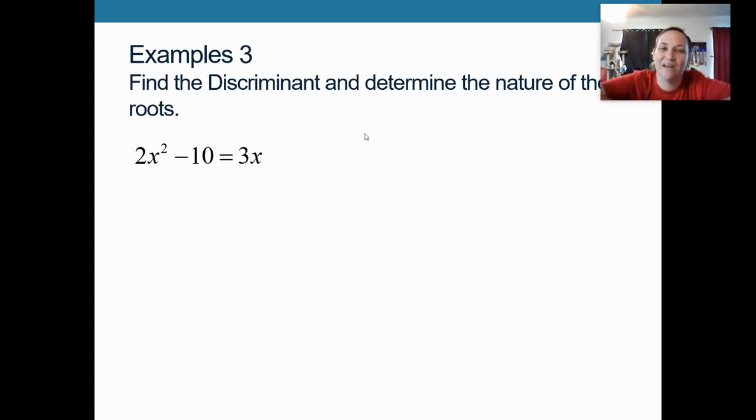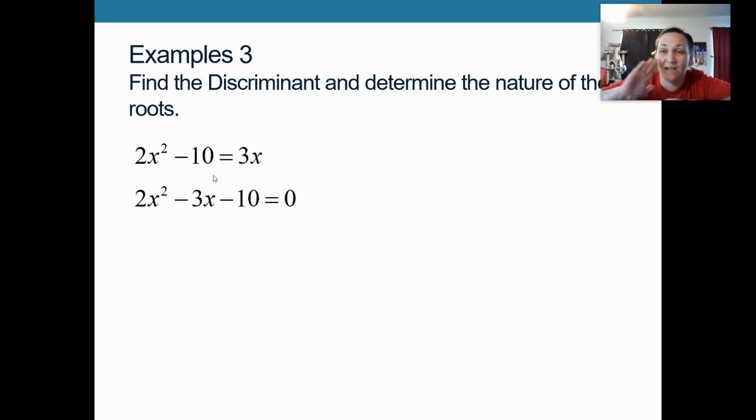In this one, again, I want you to state the discriminant and then tell me how many solutions there are. And just like on our previous problem, this is not in standard form, so I will need to change it. I'm going to move the 3x over to the left-hand side by subtracting it. And then I do need to put it in a very specific spot. So make sure that when you're moving it over, it's in descending order.